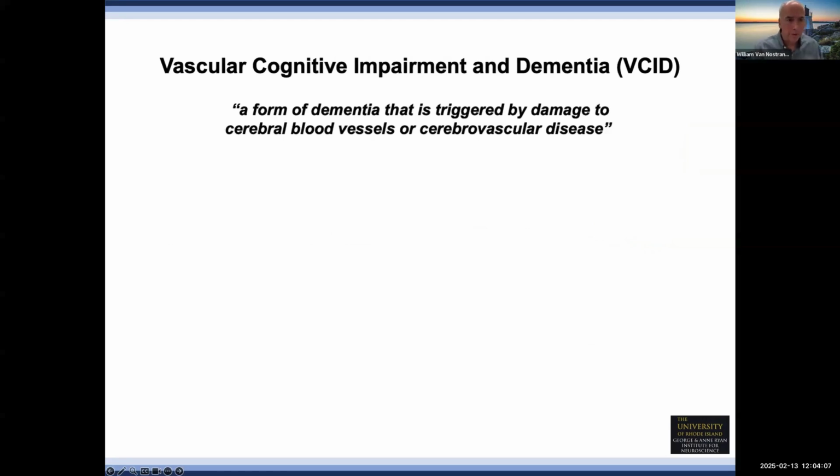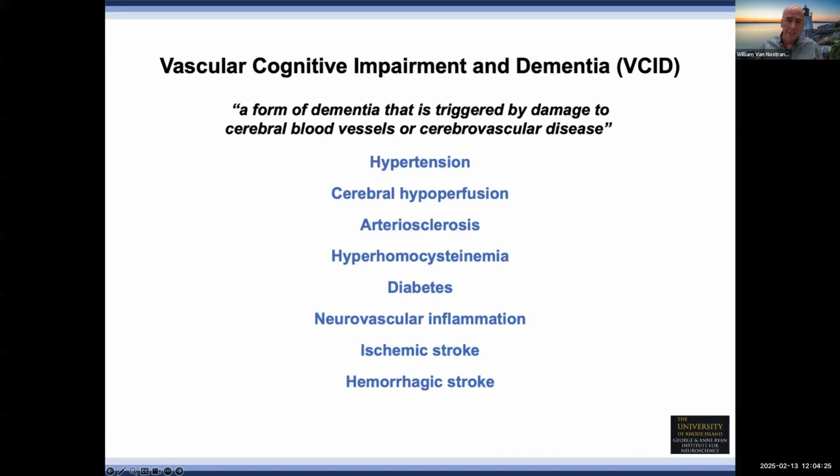So first, I'll talk about this term vascular cognitive impairment and dementia. This was coined a number of years ago and was used to describe a form of dementia that is triggered by damage to cerebral blood vessels or cerebrovascular disease. And there are a number of conditions that can cause VCID. I have a number of those listed here. They can include hypertension, cerebral hypoperfusion, arteriosclerosis, hyperhomocysteinemia, diabetes, neurovascular inflammation, and ischemic stroke and hemorrhagic stroke. And the other condition is cerebral amyloid angiopathy, what I'll be speaking about today.